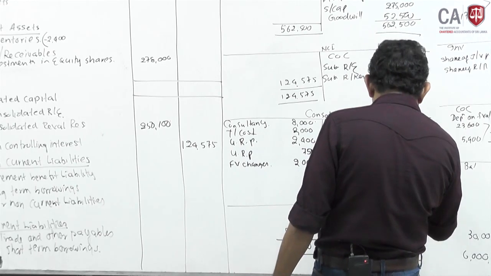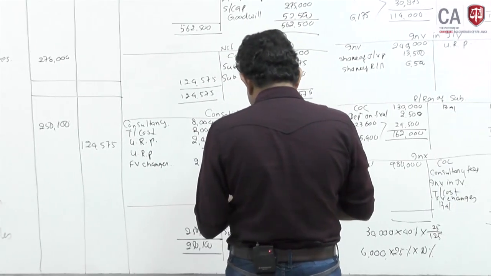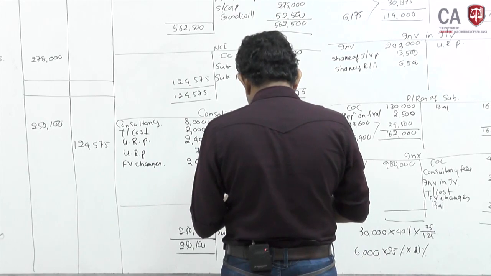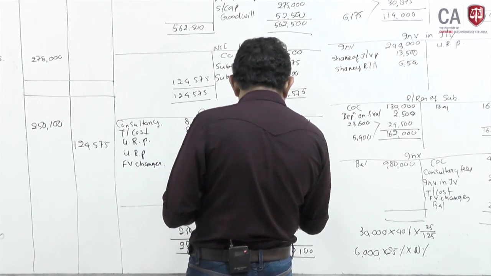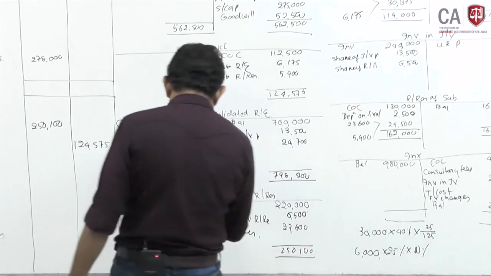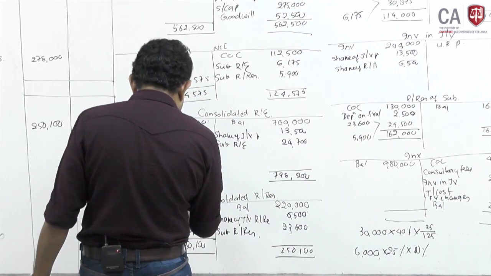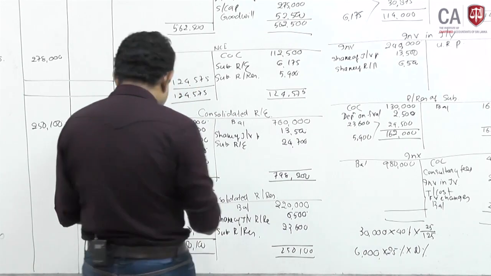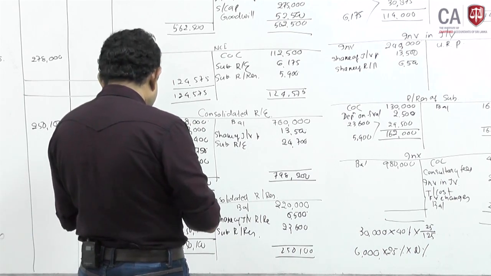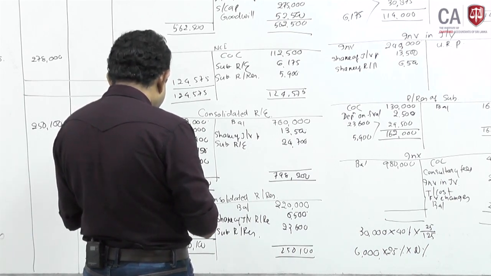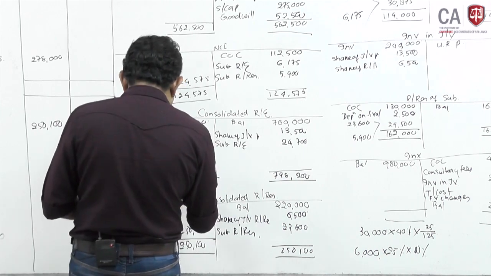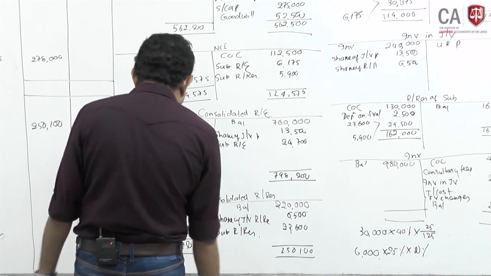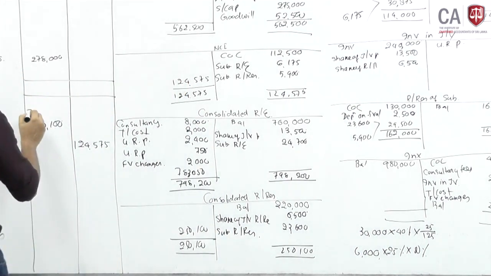Consolidated retained earnings: 760,000 plus 13,005 plus 24,700 is 798,200. 798,200 minus 8,000 minus 2,000 minus 2,400 minus 750 minus 2,000. So, the balance has to be 783,050.